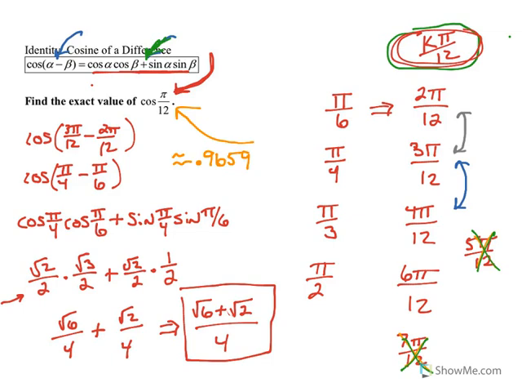And if you compare this number to this number, those should be the same. So square root of 6 plus square root of 2, all divided by 4, is also 0.9659. And let's look at the next example.